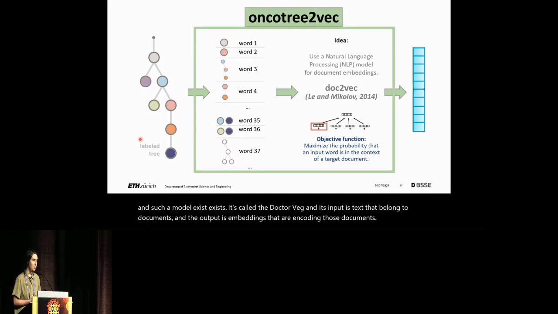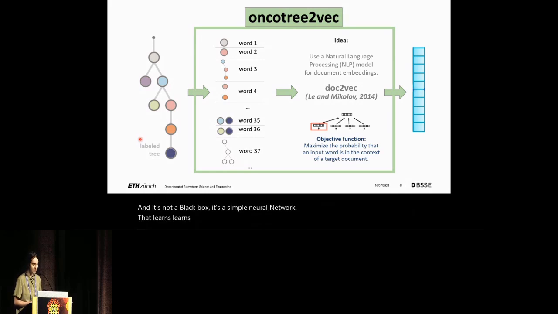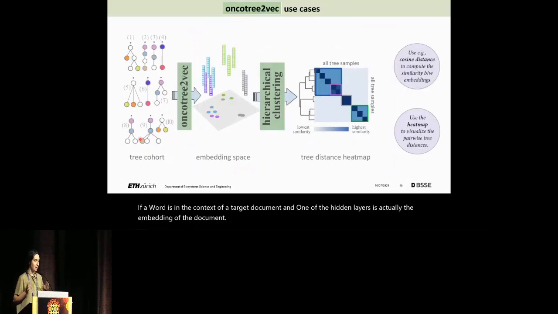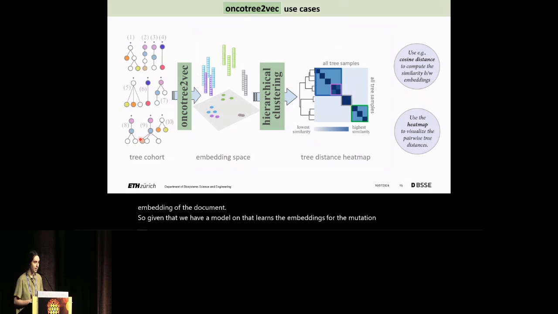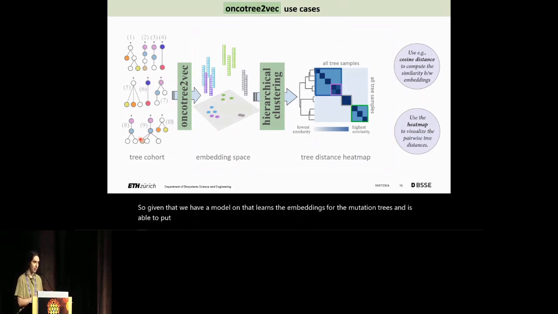And it's not a black box, it's a simple neural network that learns to predict if a word is in the context of a target document. And one of the hidden layers is actually the embedding of the document. So given that, we have a model, oncotree2vec, that learns the embeddings for the mutation trees and is able to put together in the embedding space the trees that are similar.